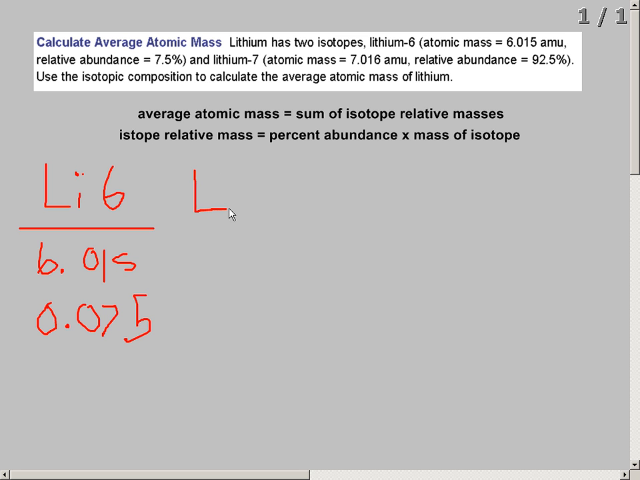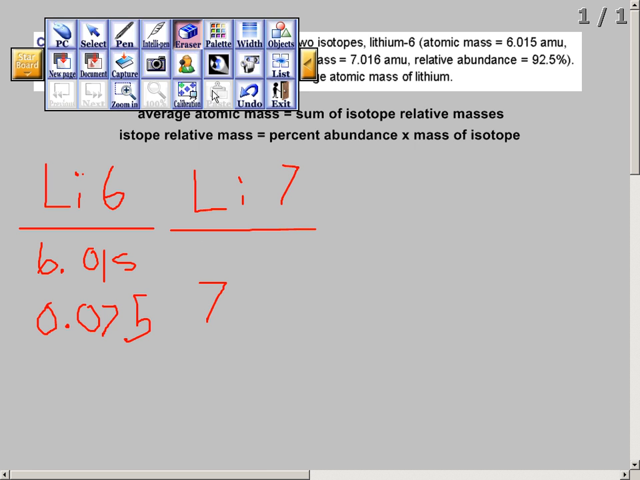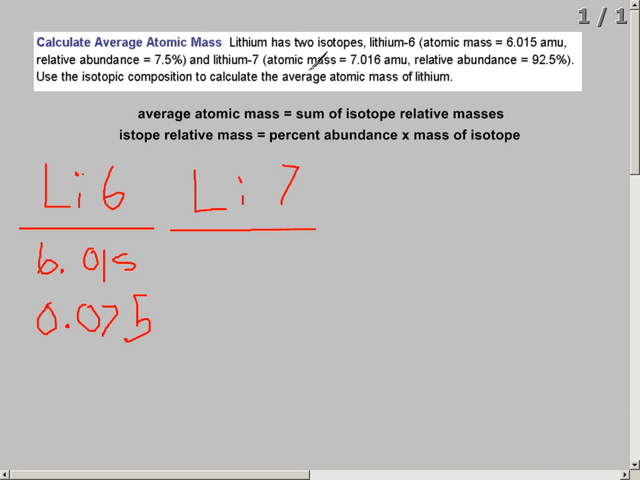Now the same thing, let's establish what we know for lithium-7. It has a mass of 7.016 and a relative abundance of 0.925. Once again, I had to take the percent I was given right here and move the decimal point over twice to make it back in decimal form.